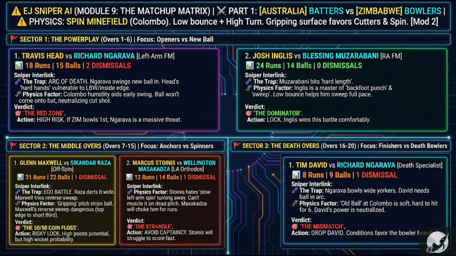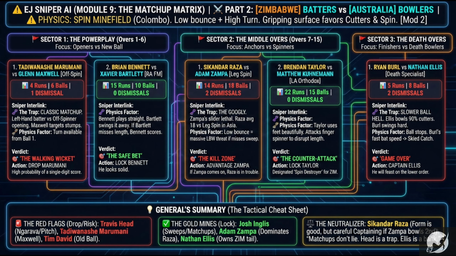Sector 3, the death. Tim David versus Ngarava. It is a mismatch. Ngarava's wide yorkers neutralize David's power. The takeaway: Ngarava is the threat. If he bowls, hide your left-handers. Now, let's flip the board. Zimbabwe batters versus Australia bowlers. Sniper, flip the board. Now we see the victims.